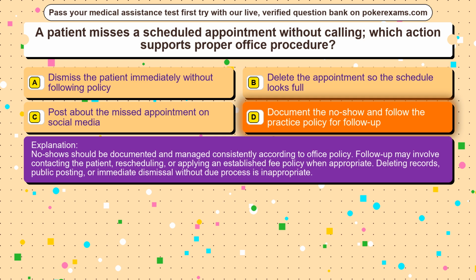No-shows should be documented and managed consistently according to office policy. Follow-up may involve contacting the patient, rescheduling, or applying an established fee policy when appropriate. Deleting records, public posting, or immediate dismissal without due process is inappropriate.